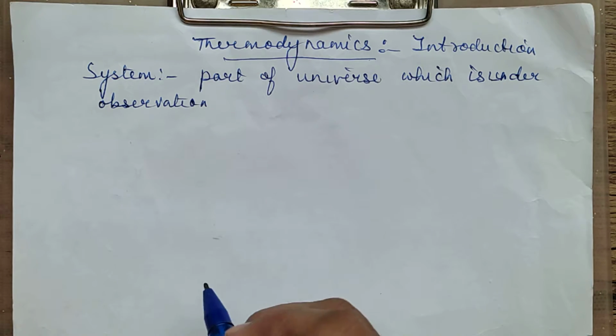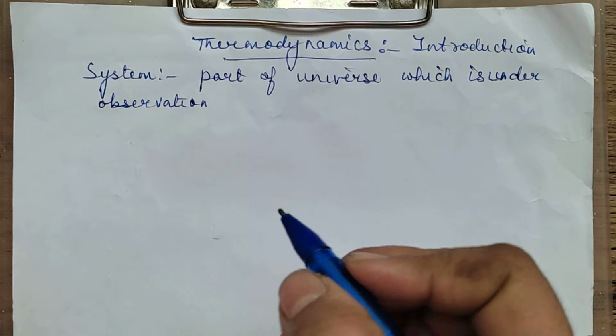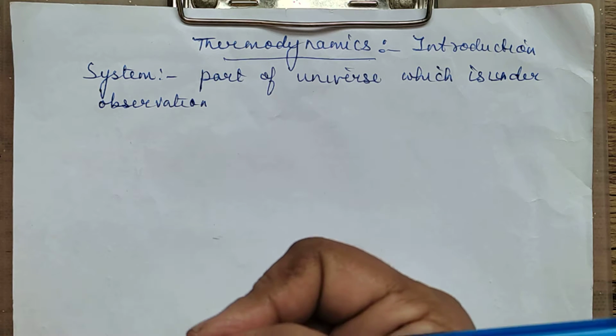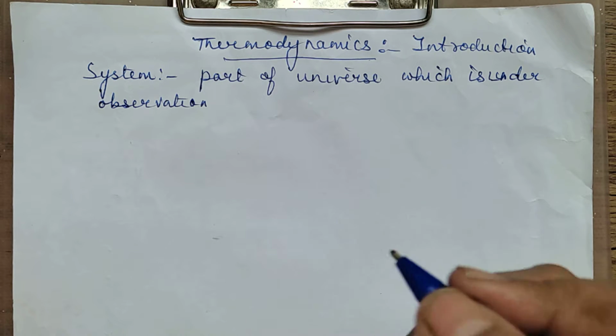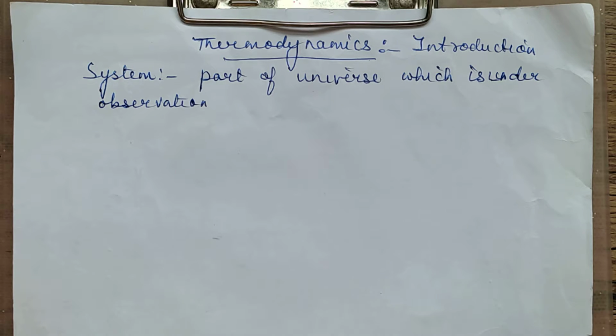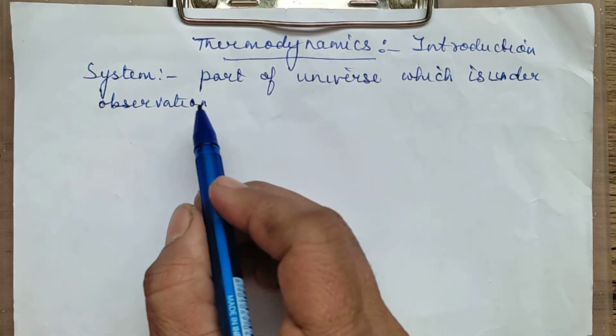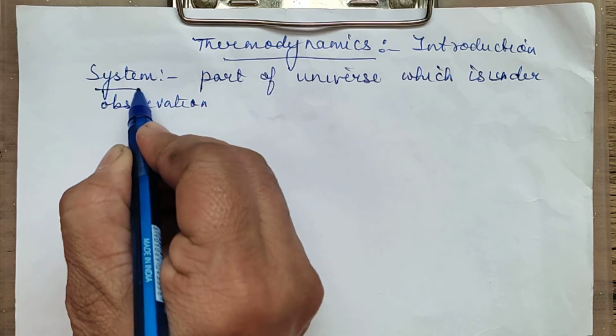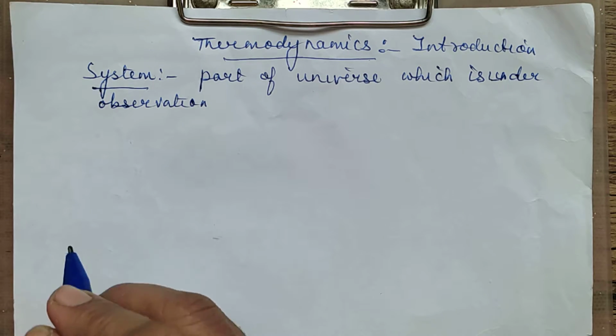We are carrying out some experiment in the lab. Suppose we have taken some salt in the test tube and we are heating it. So we should be observing what is happening to the salt, what is the color change, what are the gases evolved. That is a system. So whatever part of the universe is under observation, that is called a system, right?